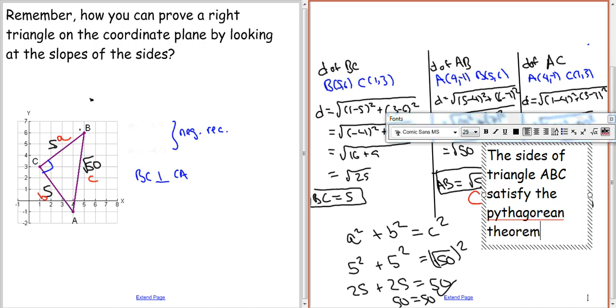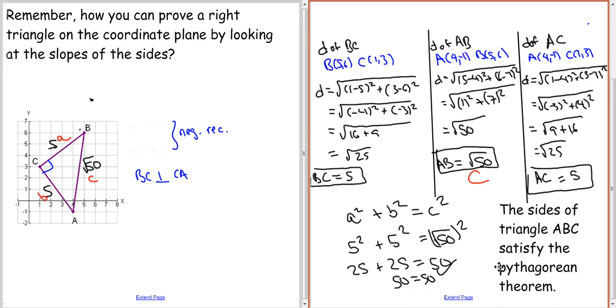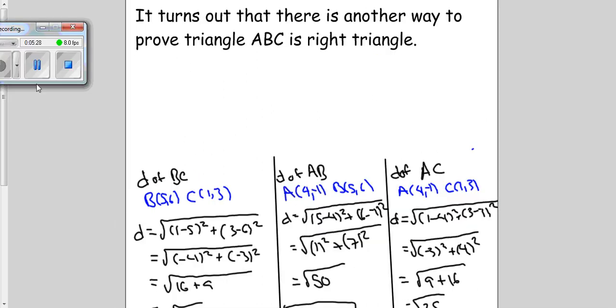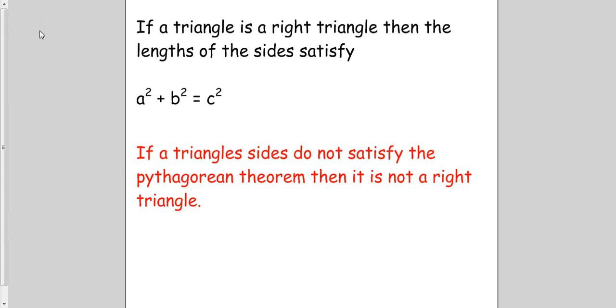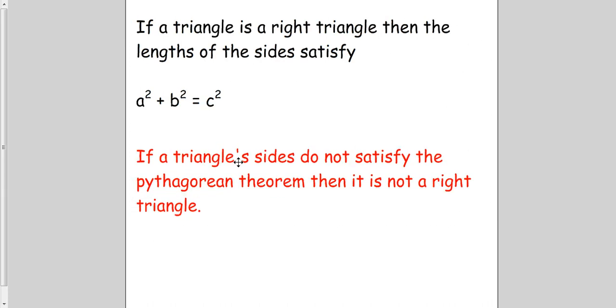There it is. So that also makes it a right triangle. All right? Okay, let's talk a little bit more about this. If a triangle is a right triangle, then the lengths of the sides satisfy a squared plus b squared equals c squared. If a triangle's sides (apostrophe s, because it's possessive) do not satisfy the Pythagorean theorem, then it is not a right triangle.